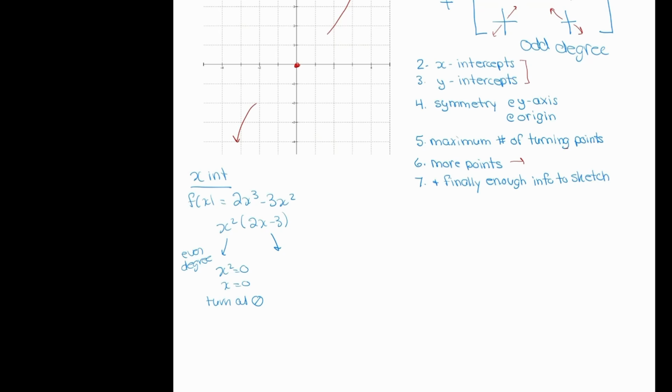Now the other one is telling me that 2x minus 3 has an odd degree, which means that it passes through at whatever point this is going to be. So 2x minus 3 equals 0, so x equals 1.5. When x equals 1.5, we can put that point on the graph right here. We know that it's going to pass through, so whatever else is happening, it's passing through here.